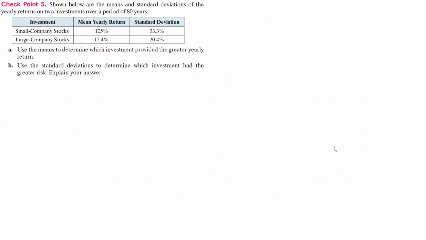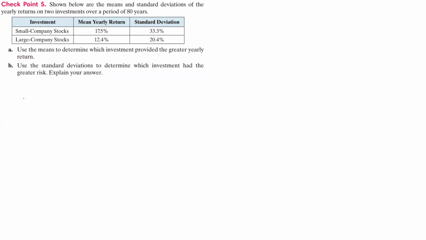So what we can do is look at this table here, and it's showing us basically the means and standard deviations for the yearly returns on two investments over a period of 80 years. What we're supposed to do is use the means to determine which investment provides the greater yearly return, and then use the standard deviations to determine which investment had the greater risk.